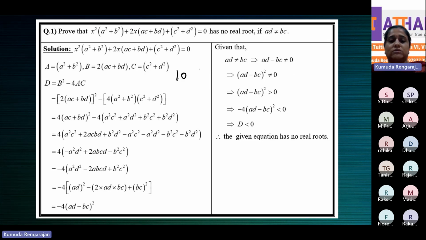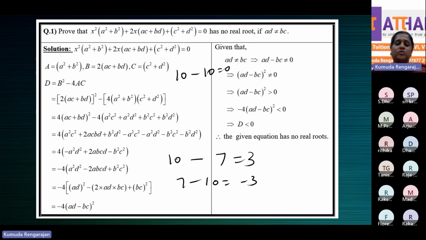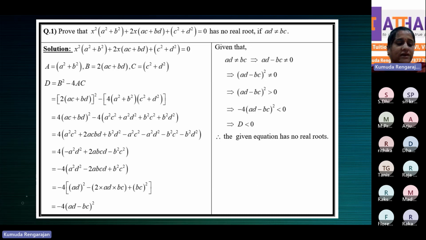When two things are equal, their difference is 0. When two things are not equal, their difference will be positive or negative, depending on in which order you subtract them. So it's very clear that since AD is not equal to BC, these two quantities are not equal. That means their difference will not be 0.